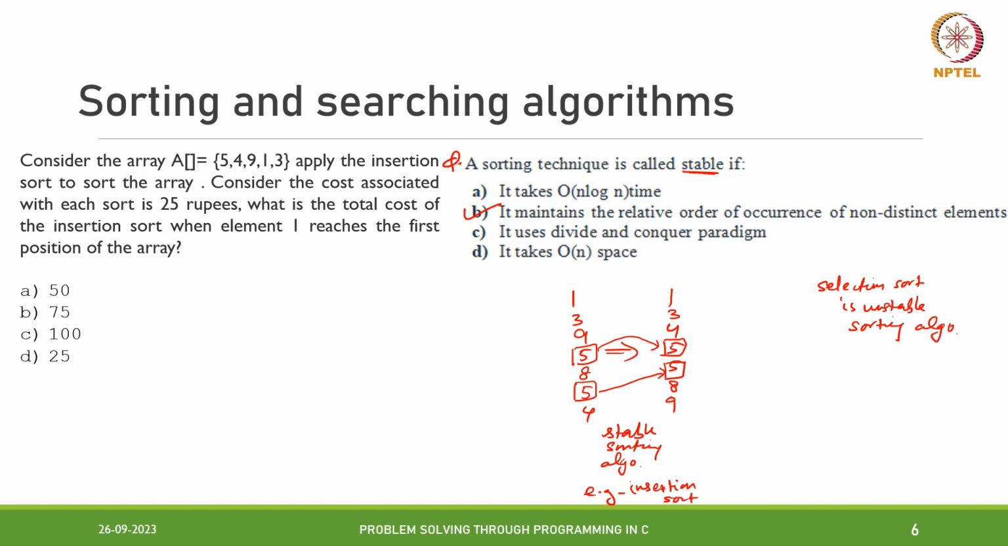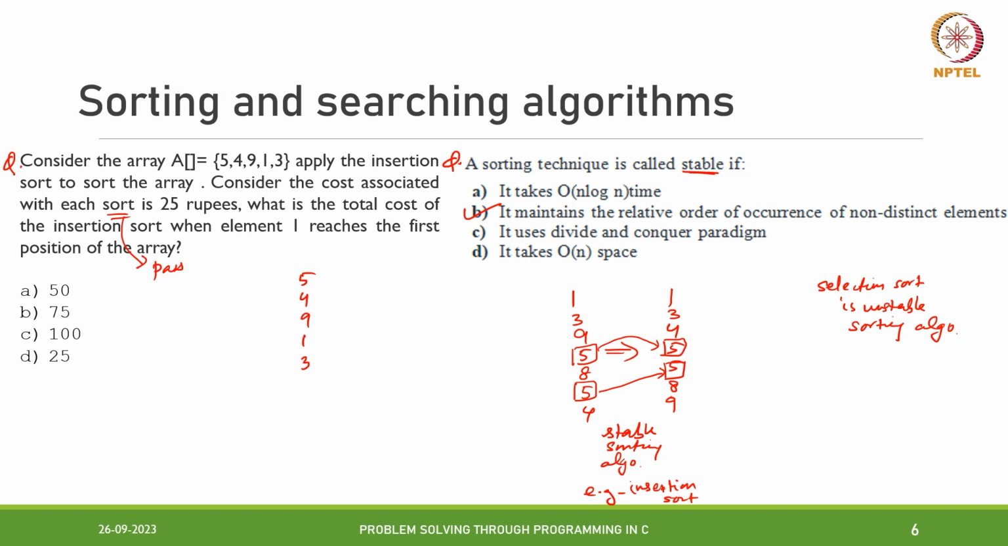All right, now let's look at this question. It again is a question on insertion sort. We have this array 5 4 9 1 3. It says that the cost associated with each sort is 25 rupees. Here again sort means pass, so one step of the sort, one pass. One pass is 25 rupees.